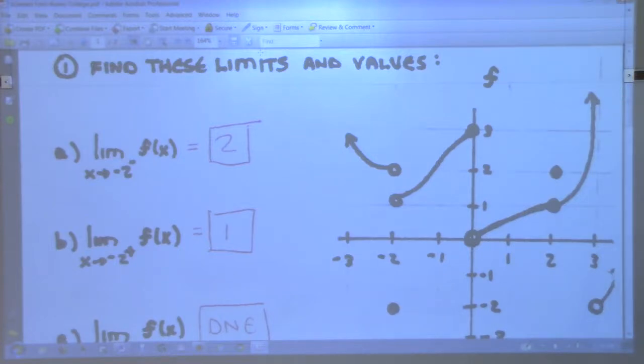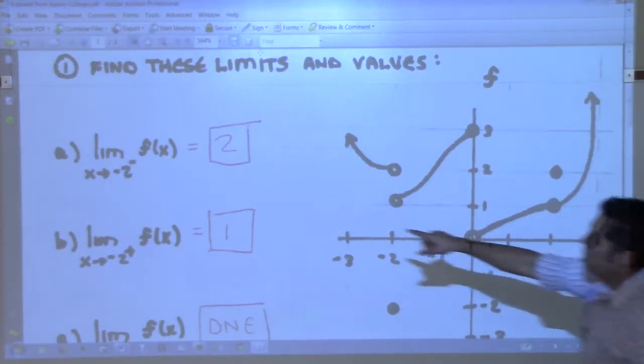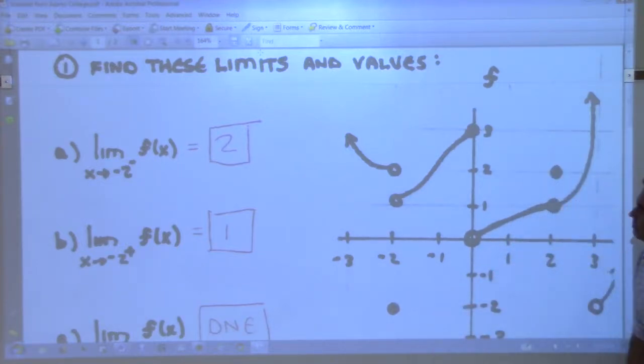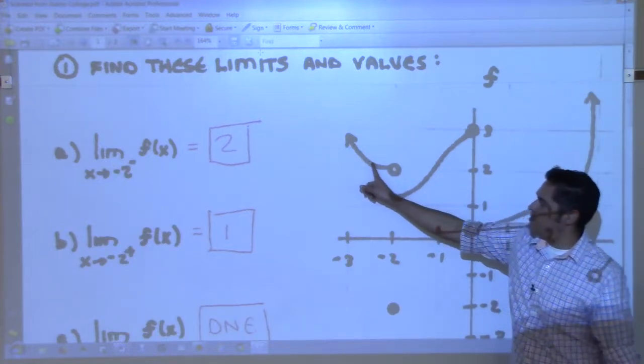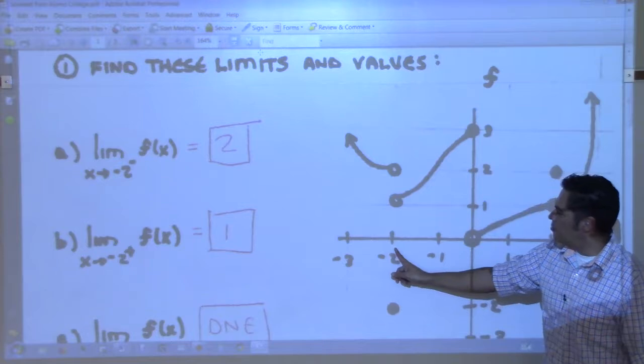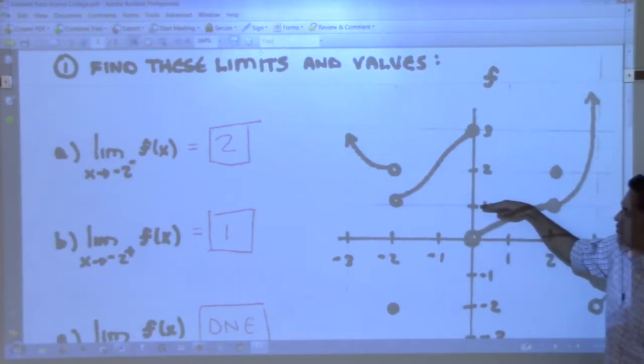All right, so the first question, limit as x approaches -2 from the left-hand side. So here's -2 approaching from the left. What do we get? Well, the answer's there. Coming in like this, approaching 2. Approaching -2 from the right-hand side, you're approaching 1.